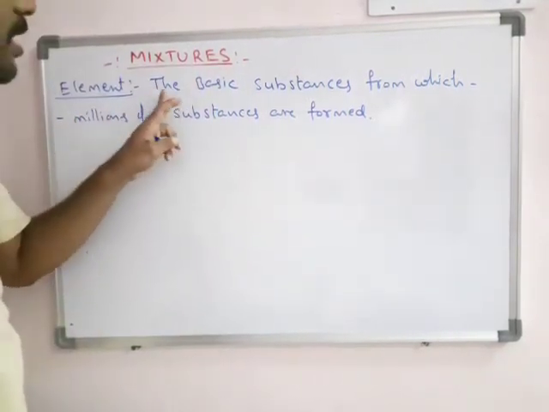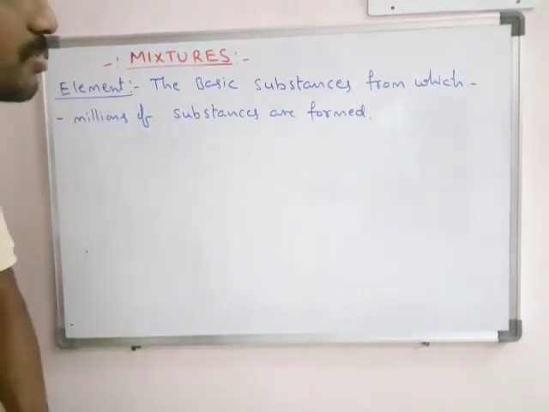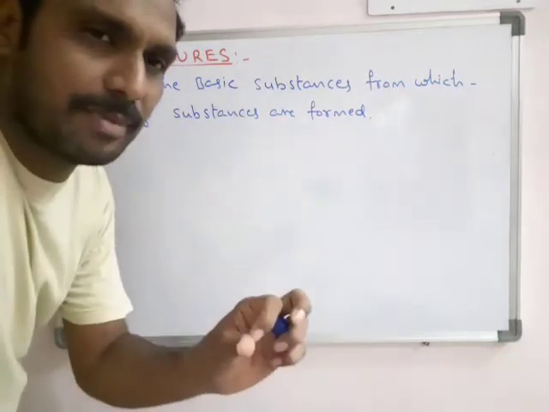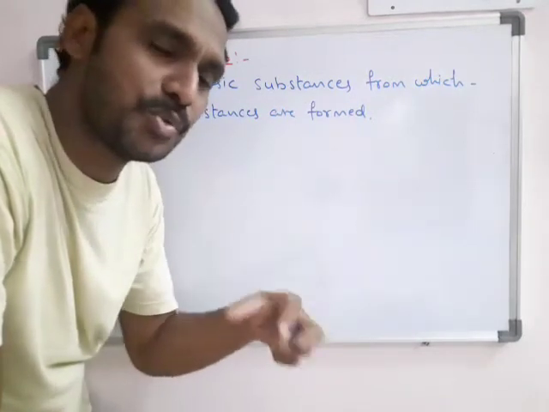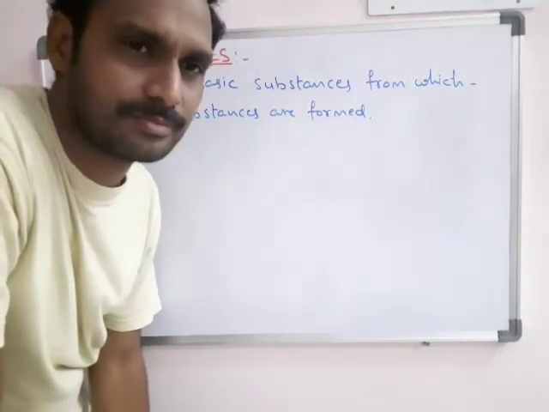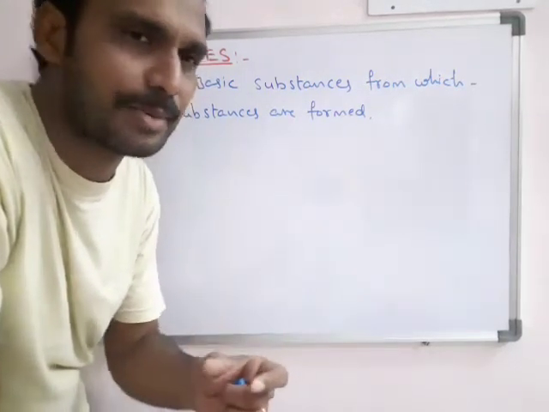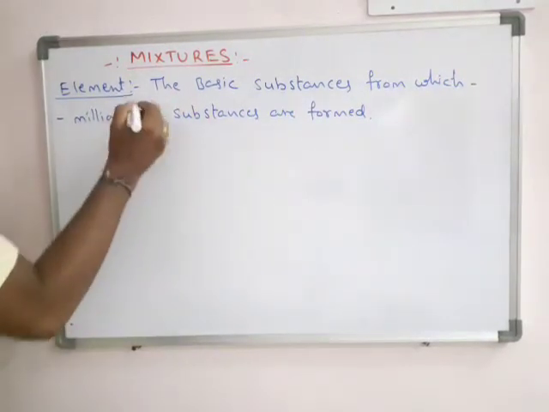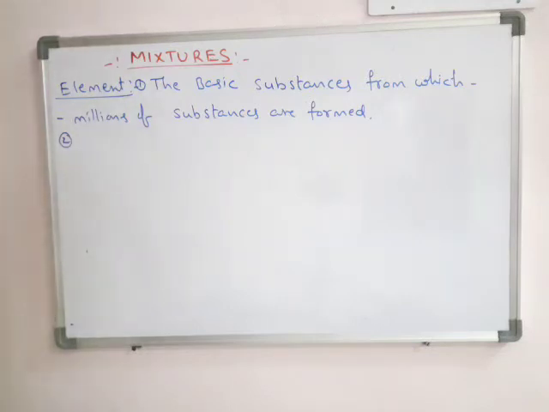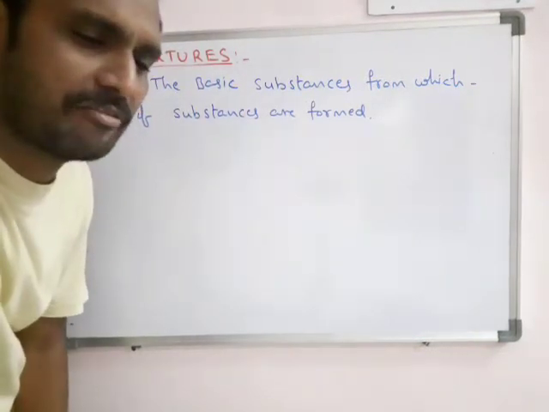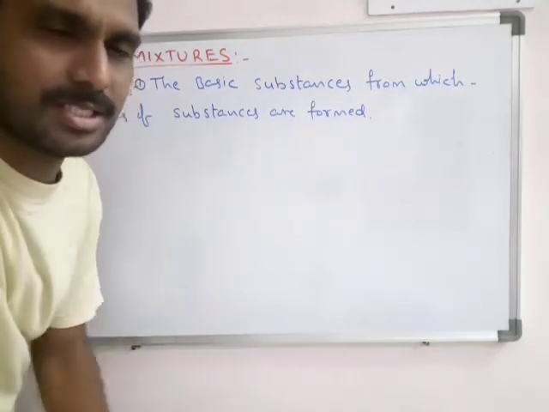So element means the basic substances from which millions of substances are formed. That is, from those basic fundamental substances, millions of new substances can be formed. Such basic matter is called elements. So we can define it in another way. Actually, an element can be defined in many ways, and we are giving the two best definitions.